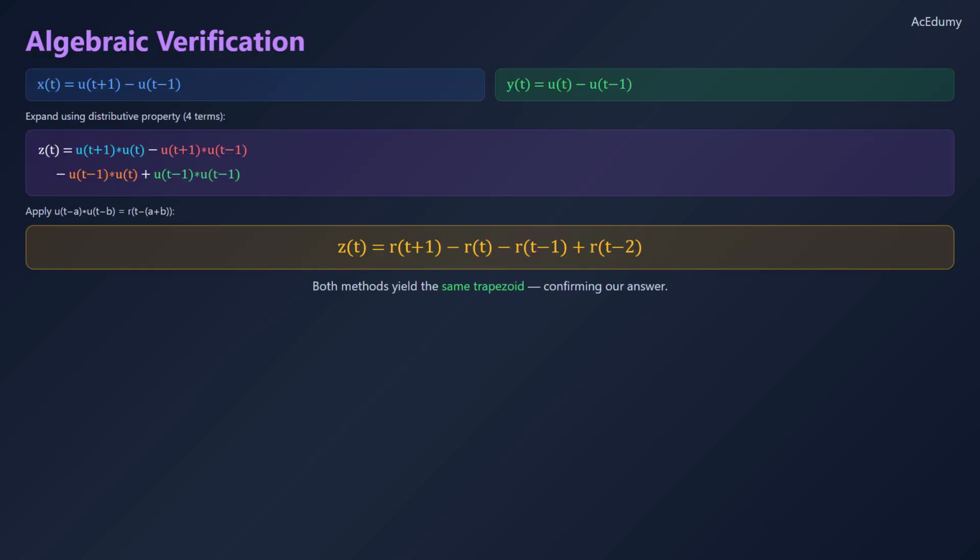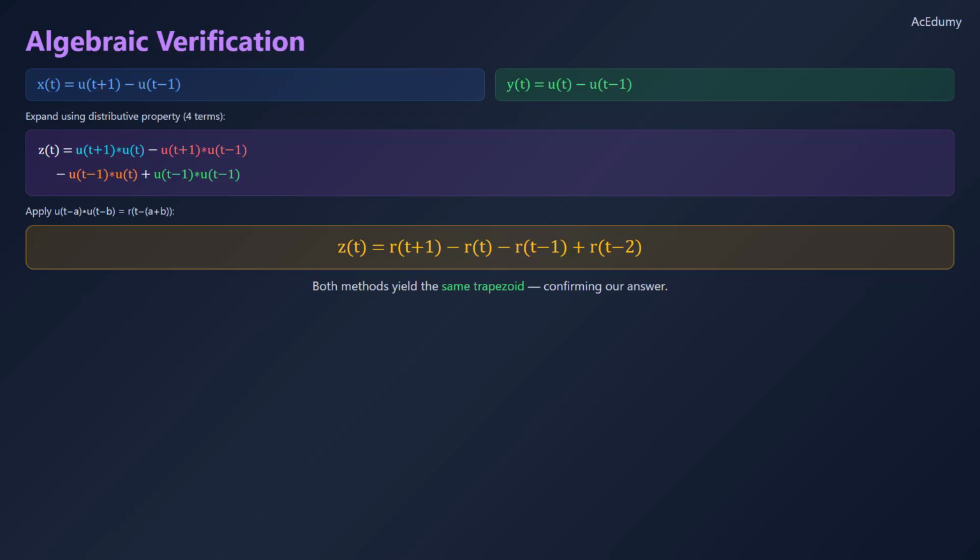There's also an algebraic approach. We write both signals in terms of unit steps. x(t) equals u(t plus 1) minus u(t minus 1), and y(t) equals u(t) minus u(t minus 1). Using the distributive property, we expand the convolution into 4 terms.